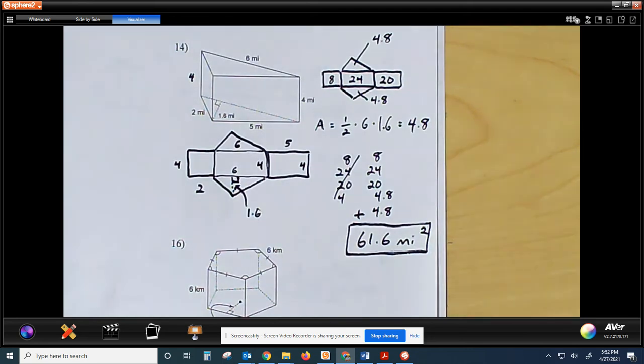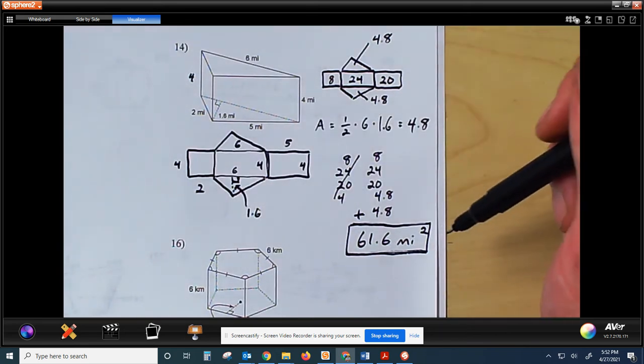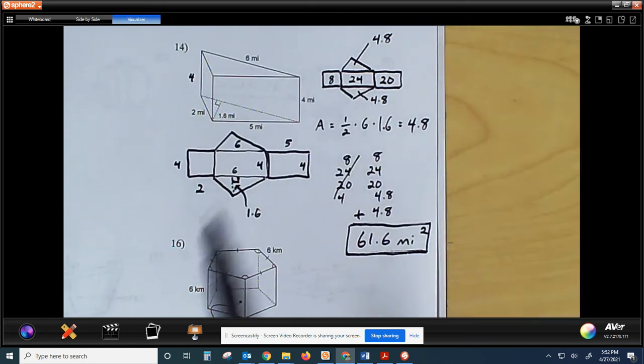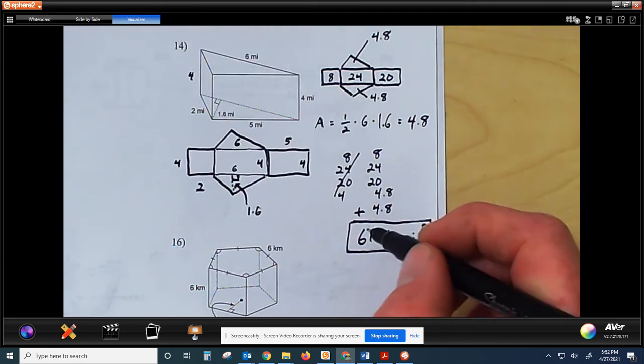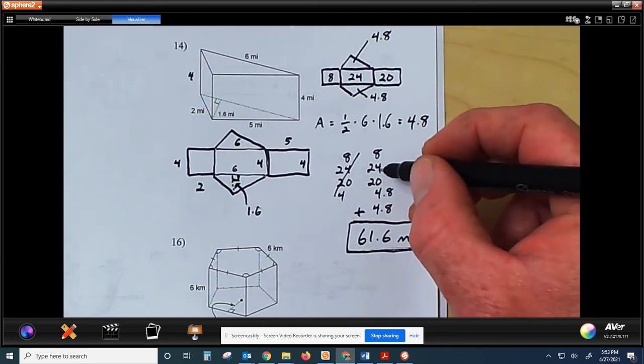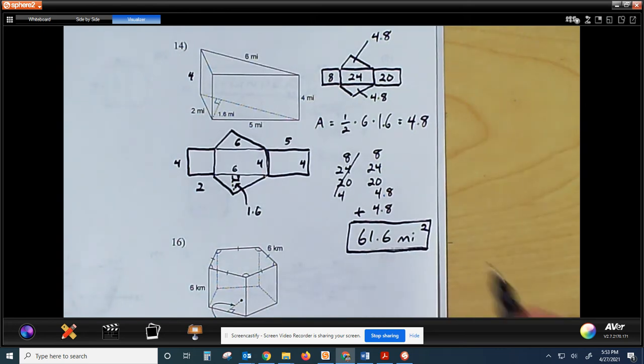If I've overexplained it, I do apologize. But that's how we kind of put this story together. You need to break each shape into its panels, essentially, find the area of each one, and then add them up. We added 8, 24, 20, 4.8, and 4.8. Comes to 61.6 miles squared for the surface area.